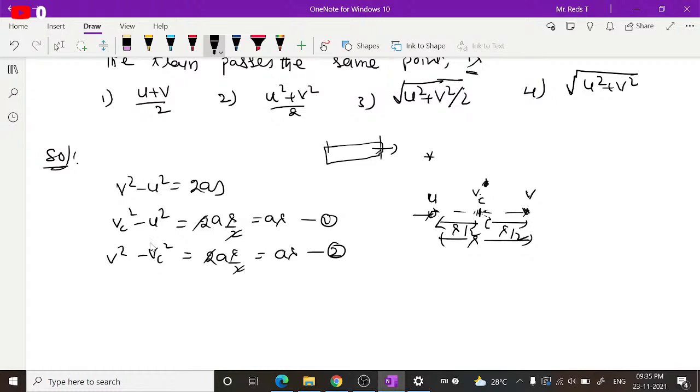Divide this. So if you divide this, what will you get? vc square minus u square by v square minus vc square is equal to as by as. Here as cancels.